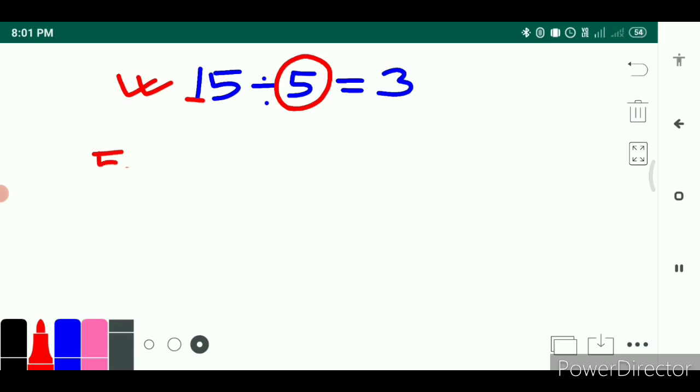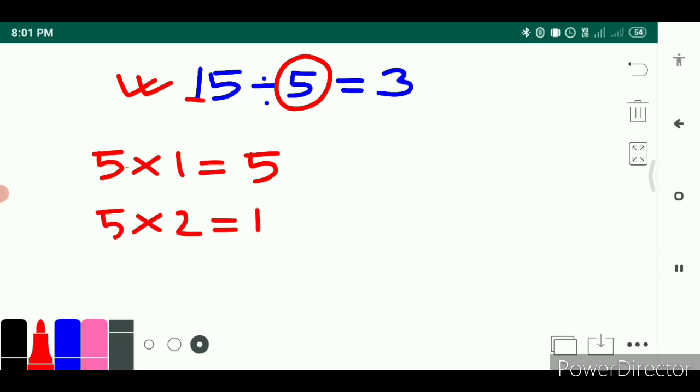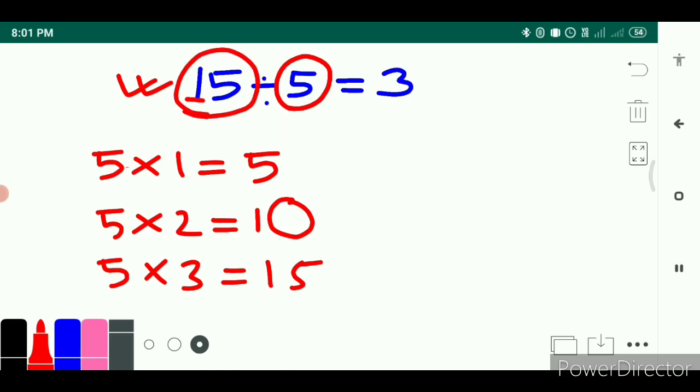We know that 5 ones are 5, 5 twos are 10, 5 threes are 15. So we got this number 15. 5 times 3 forms what? 15, right? So if I divide this 15 by 5, I will get what? 3.